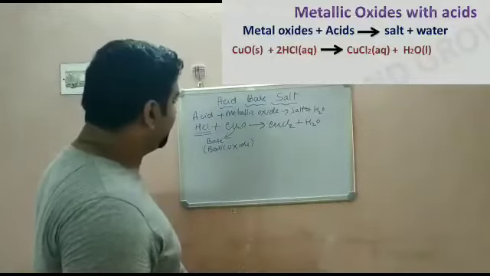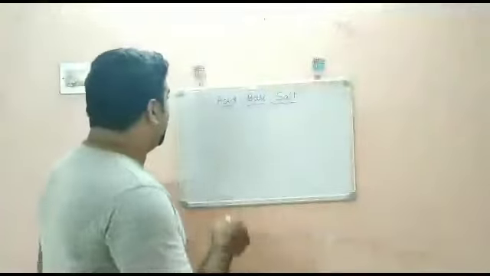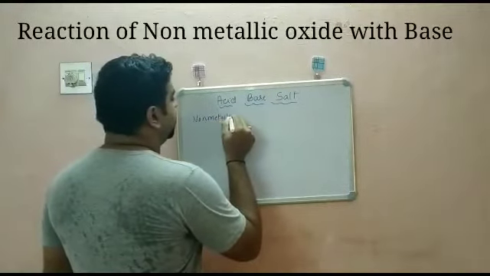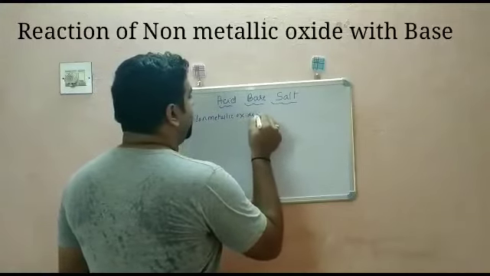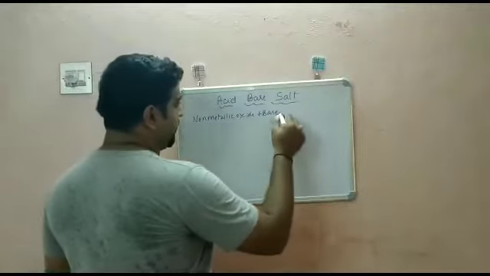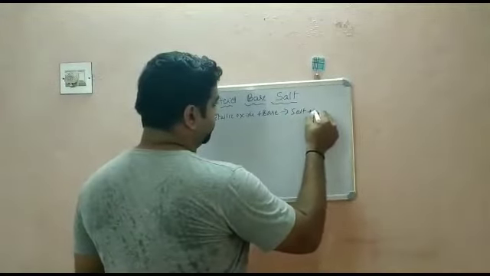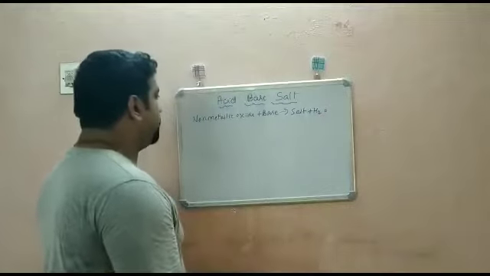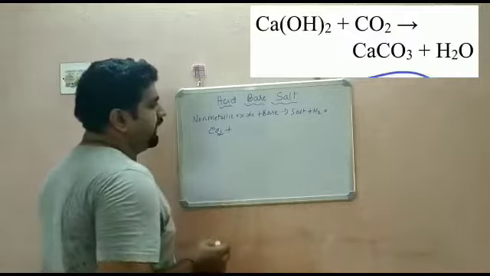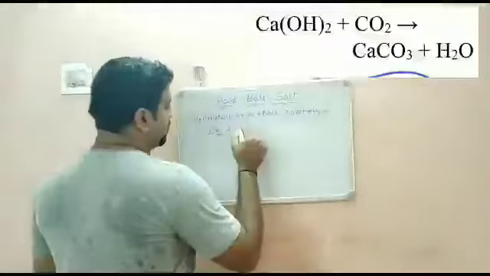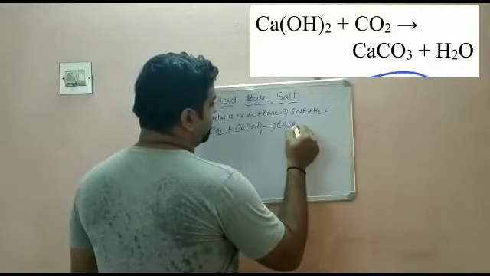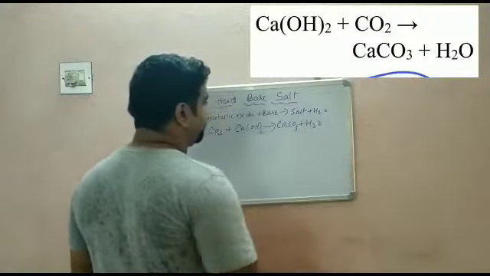Now let us see the next reaction. How a non-metallic oxide reacts with base. A non-metallic oxide reacts with base to give again a salt and water. For the non-metallic oxide I will take carbon dioxide, reacting with the base calcium hydroxide, Ca(OH)2, which will give me a salt, calcium carbonate, plus water.